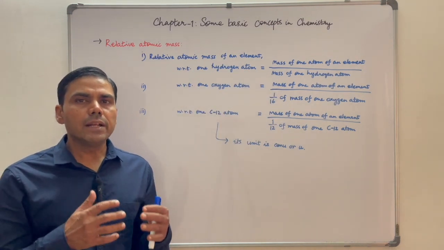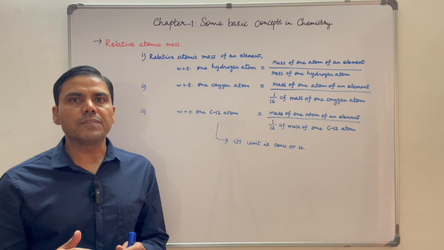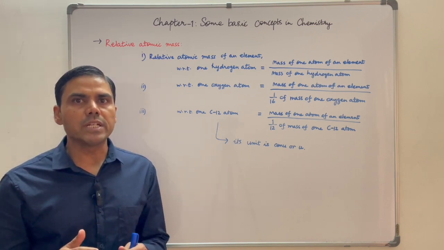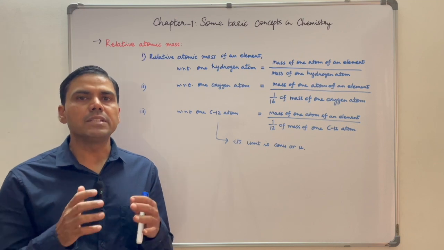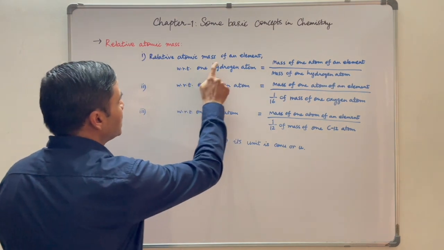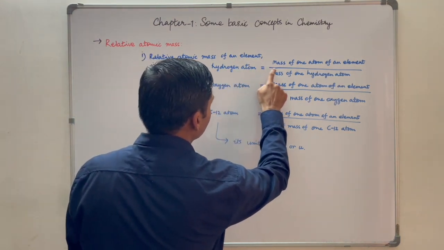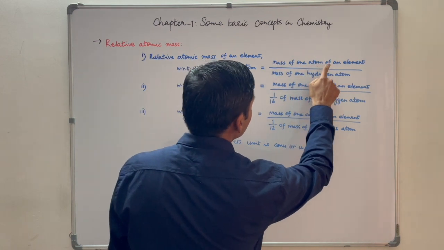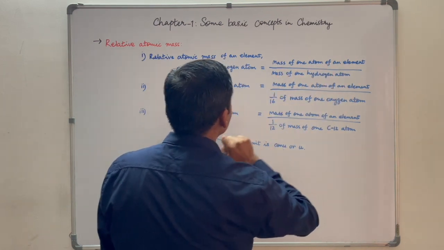Now let us see relative atomic mass. Relative atomic mass of an element was first defined with respect to one hydrogen atom, then with respect to one oxygen atom, and finally with respect to one carbon-12 atom. So relative atomic mass of an element with respect to one hydrogen atom is equal to mass of one atom of an element divided by mass of one hydrogen atom.